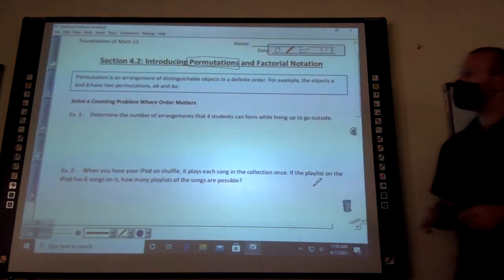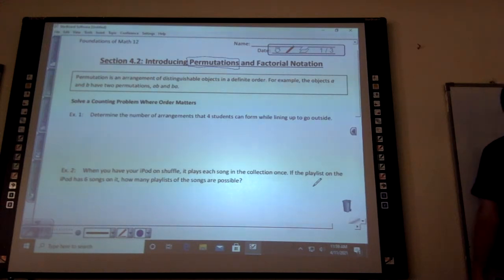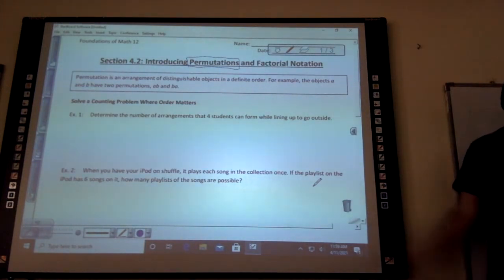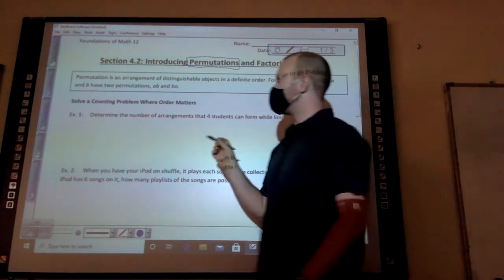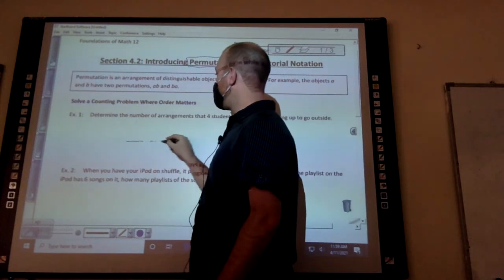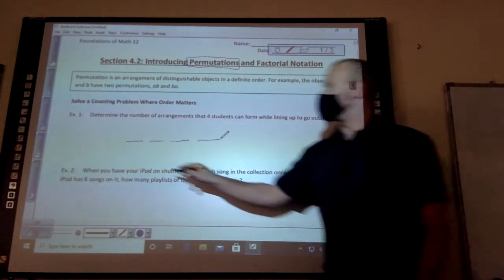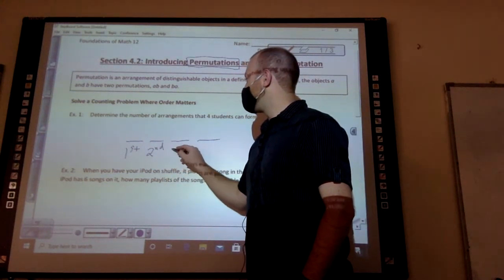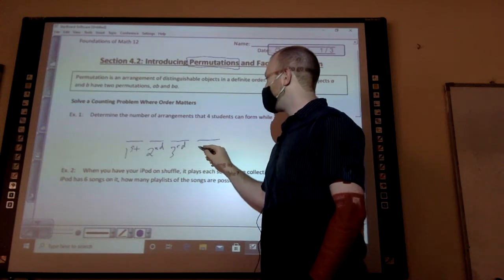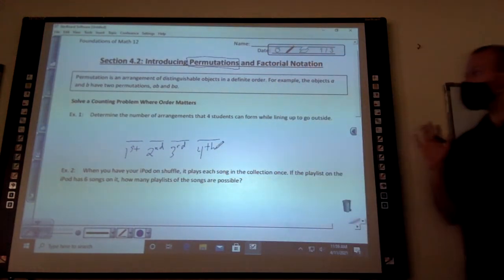So let's take a look at this. So if I've got 4 students, I've only got 2 here today. If we've got 4 students who want to line up to go outside, we want to look at how many ways can I arrange them. So there's 4 spots that I have for going outside. So this is your who's going to line up first, who's going to line up second, third, and fourth. So I've got 4 different positions in a line.